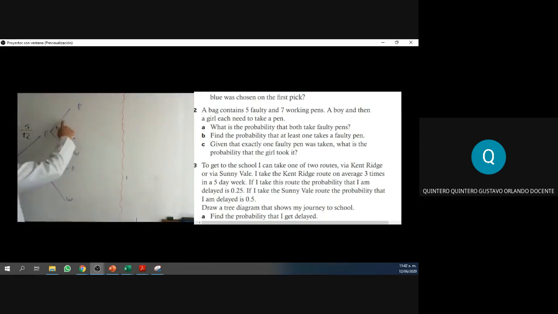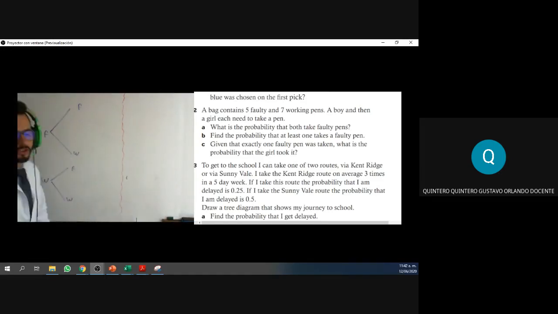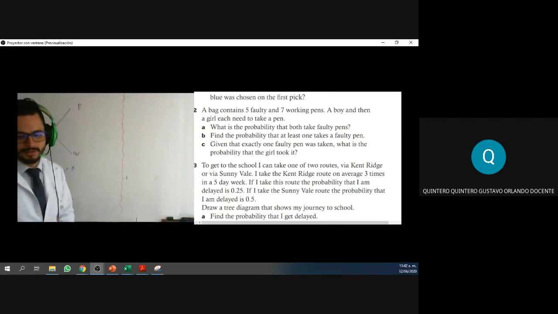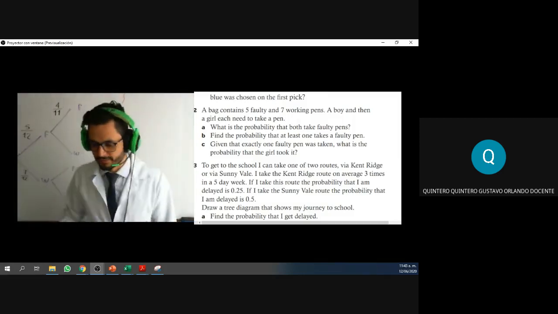Beautiful. For the second one, this person took a pen, meaning this person doesn't have that pen. This is an example of without replacement probabilities, right? So what is the probability that we get a faulty here? Well, we only have 4 faulty pens because the first one was faulty as well. And the total is not 12. Again, we don't have 1 pen. So it is 4 over 11, right?